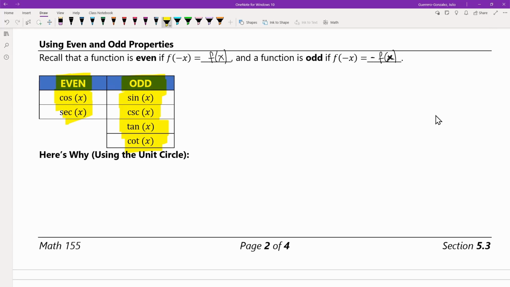If you recall, cosine and secant, they're related. Secant is 1 divided by cosine. And then over here, sine and cosecant, they're related. Cosecant is 1 over sine. And cotangent is 1 over tangent. They're related, right?